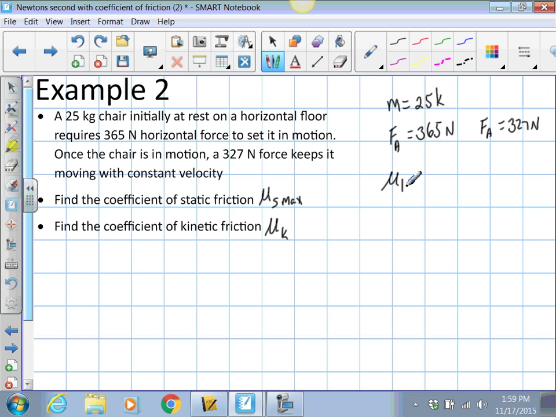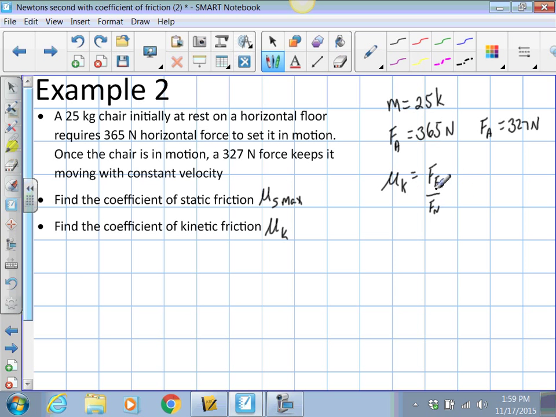The coefficient of friction, mu k, is equal to the force of friction, which I'm going to abbreviate F sub f, over the normal force, which we'll call F sub n.